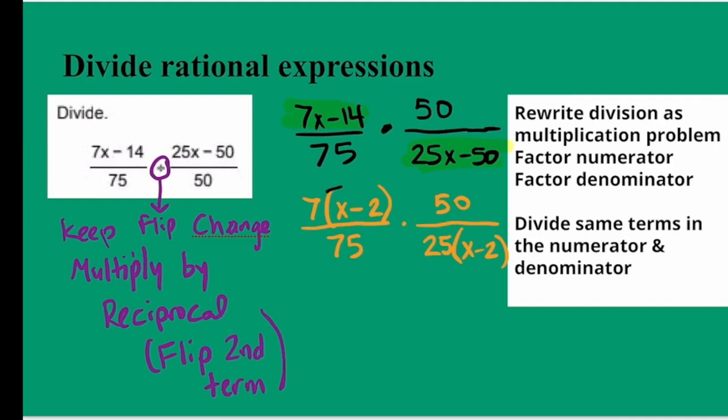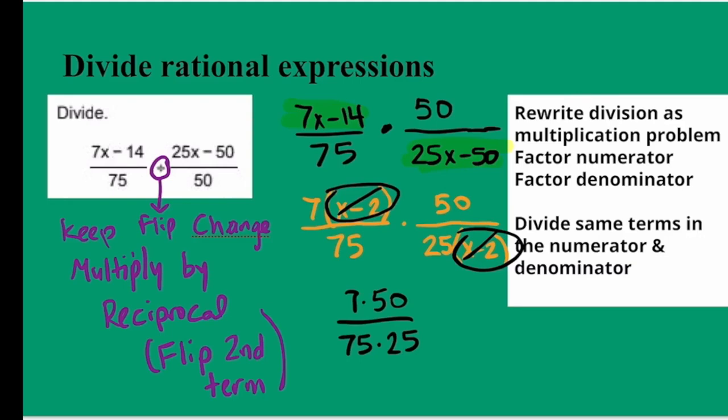There's an x minus 2 in the numerator and an x minus 2 in the denominator. I can cancel those out. They're going to go away. So we can write the answer we have right now. It's 7 times 50 in the numerator, and then 75 times 25 in the denominator.